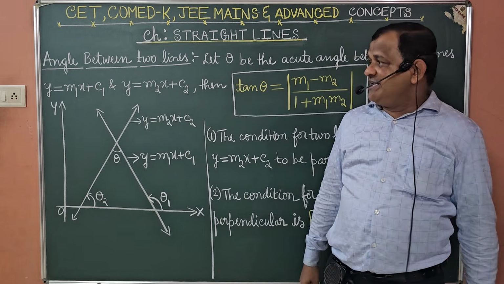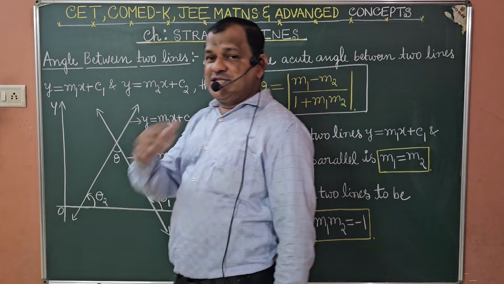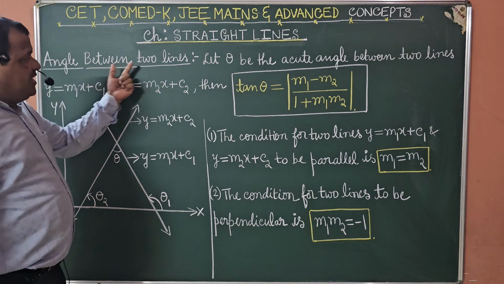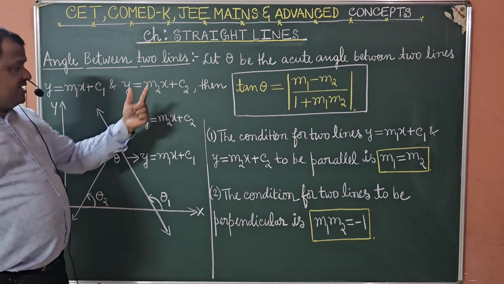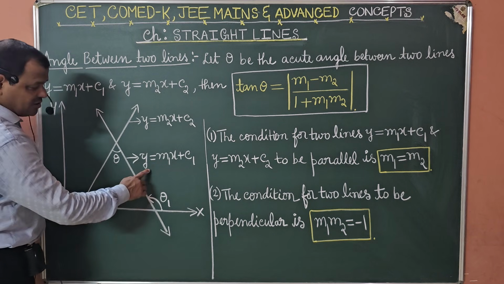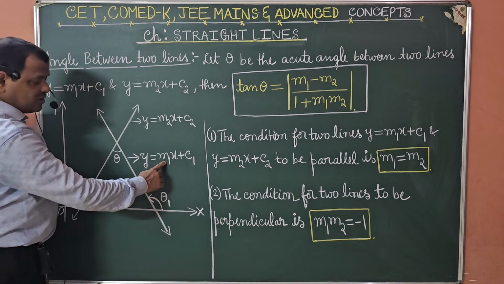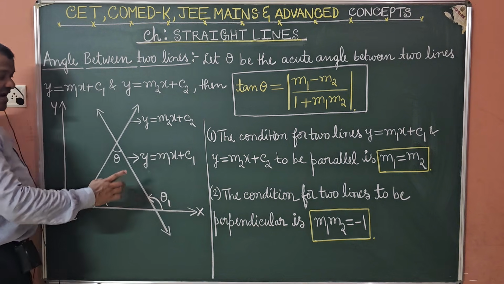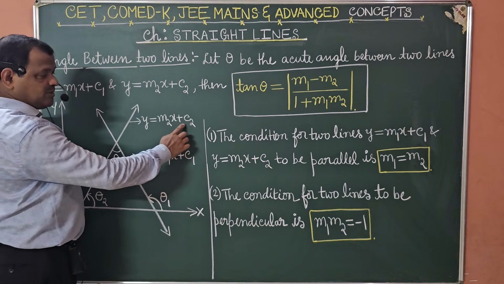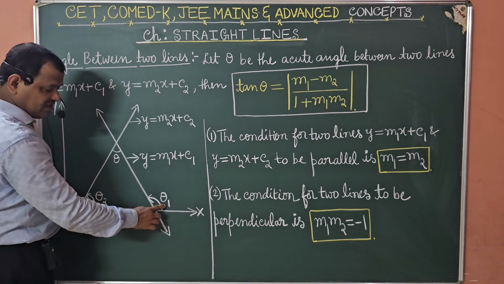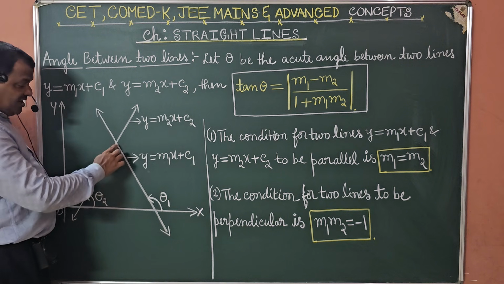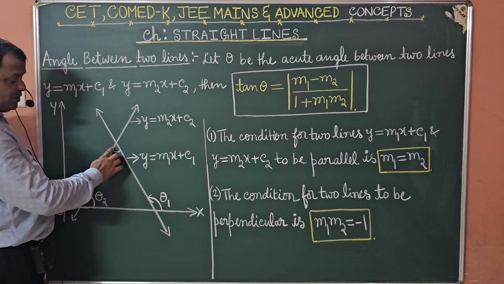Dear students, we have another interesting basic concept in the straight lines chapter, that is called the angle between two straight lines. Assume that the two lines are drawn like this. This is the first line. I have given it in slope intercept form, y equal to m1 into x plus c1. And the second line I have given again in slope intercept form, y equal to m2x plus c2. So the first line makes angle theta 1, the second line makes angle theta 2, and they intersect at a point. Let theta be the acute angle between the lines.